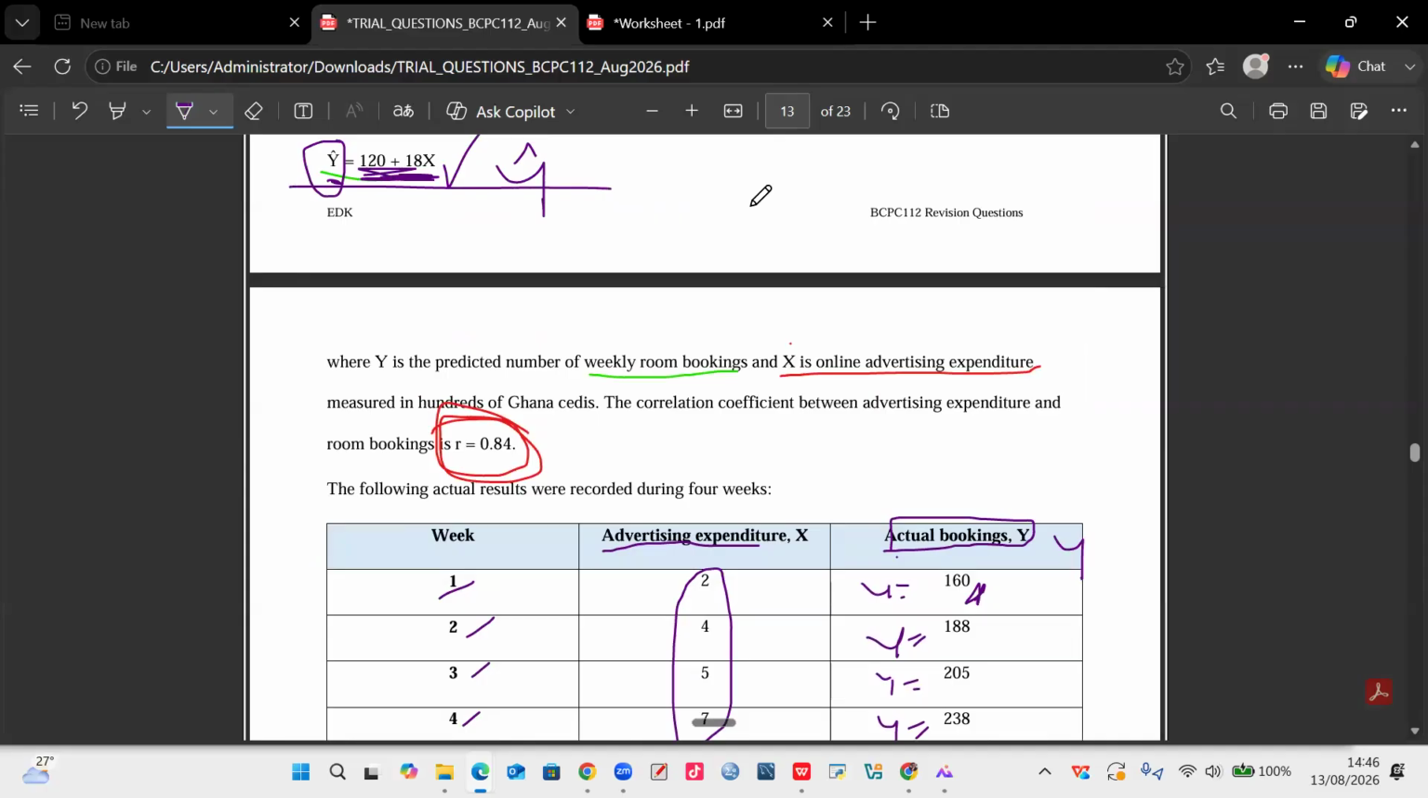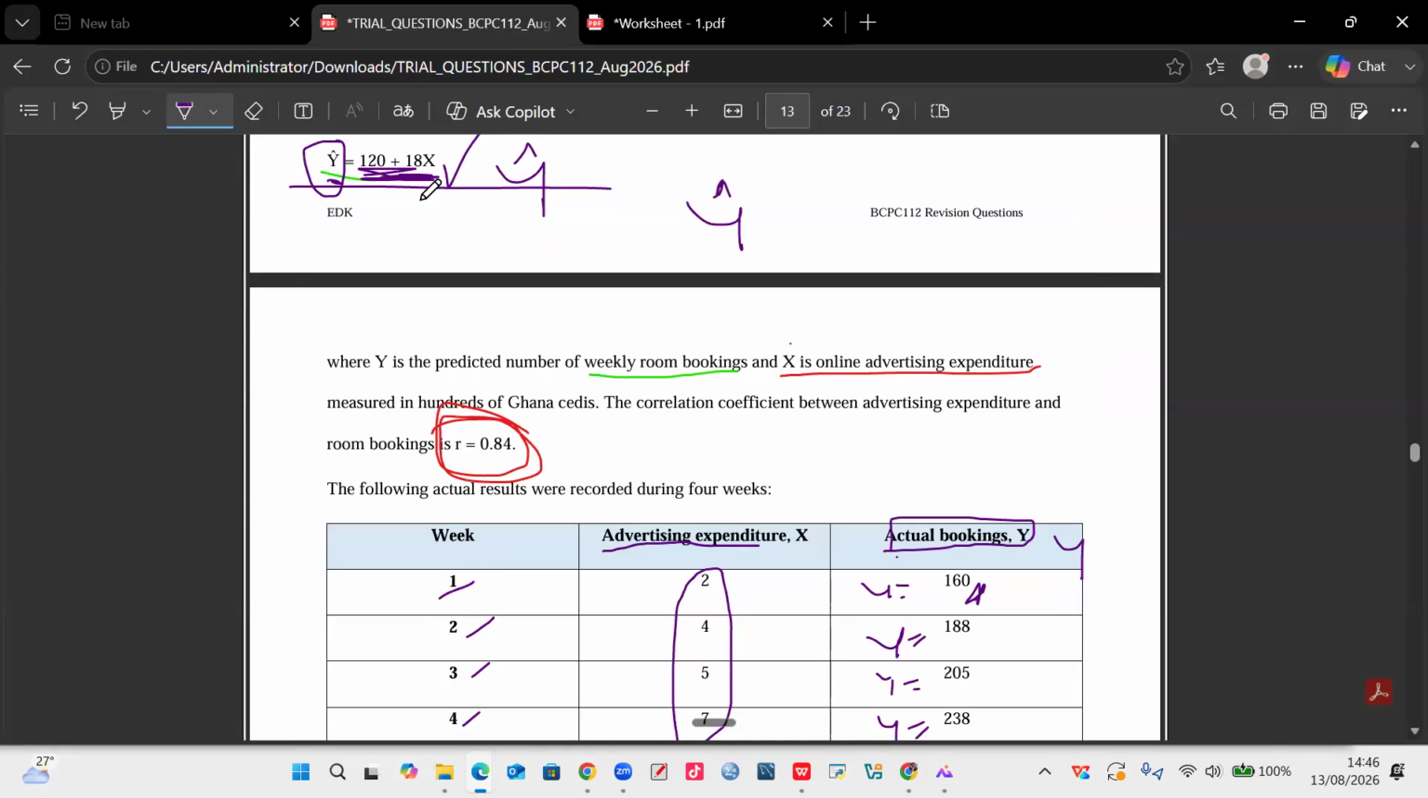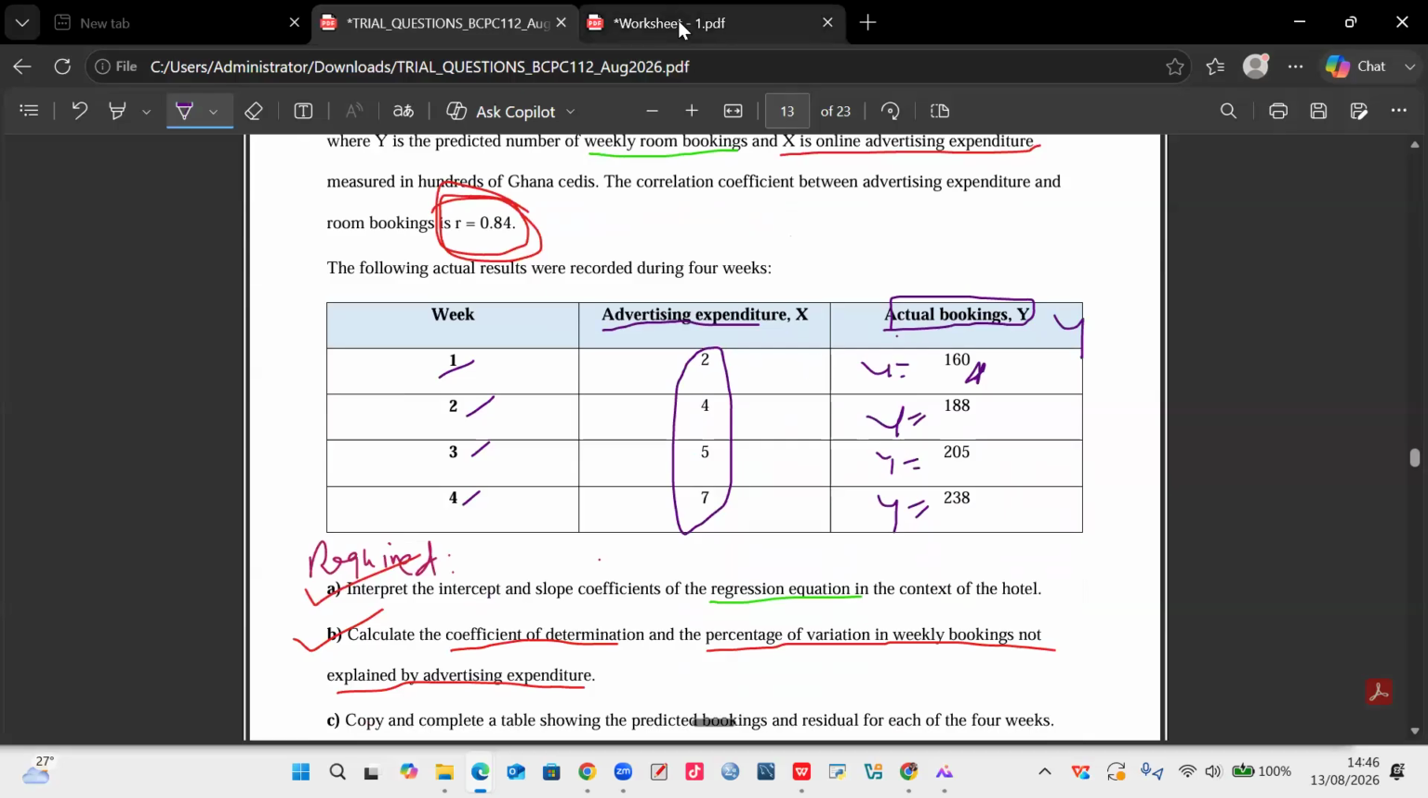How do you know this Y is estimated? You see the caret on it, which is the hat sign. So this is estimated, also known as predicted or forecasted. When we place in the X for week 1 into the Y hat, we will get the estimated Y. Then we'll take the estimated Y from the actual Y, and that will give us the residual value. Okay, let's go.